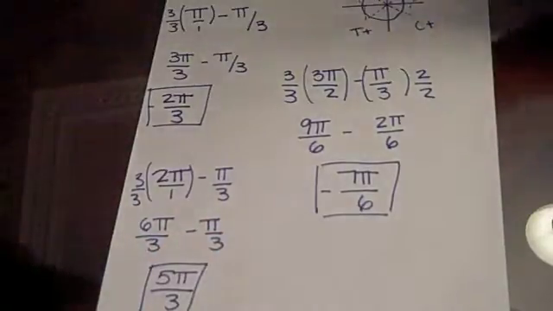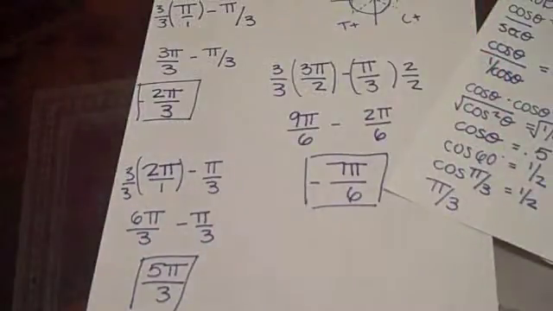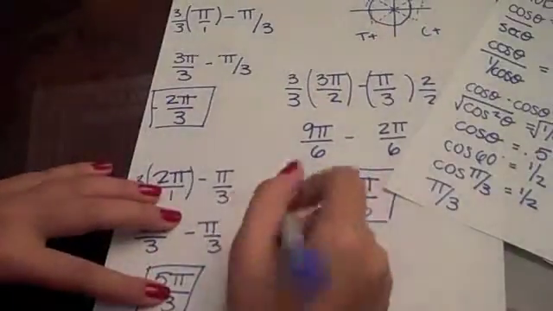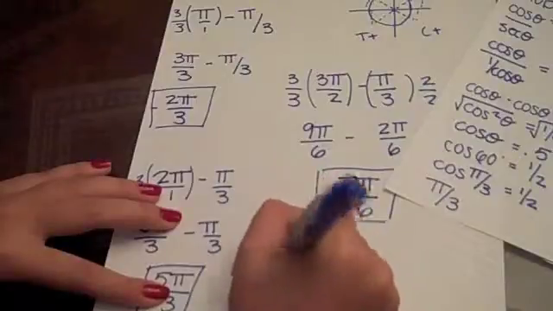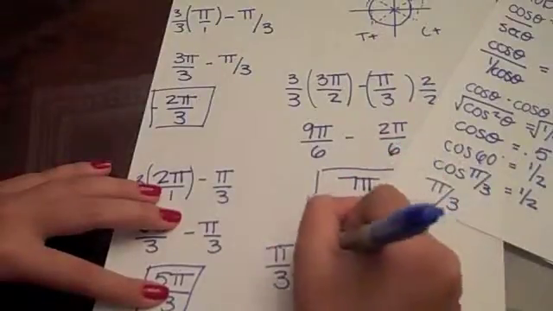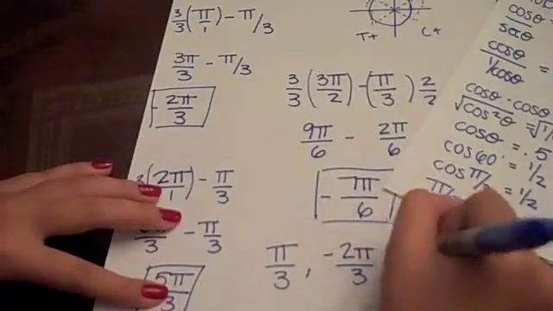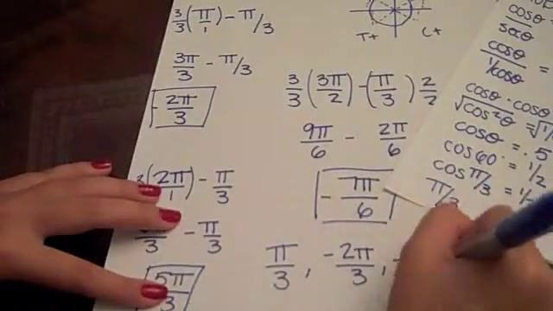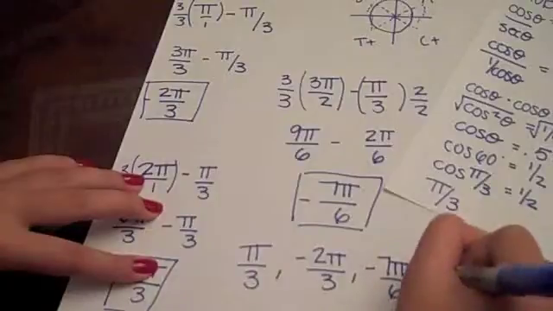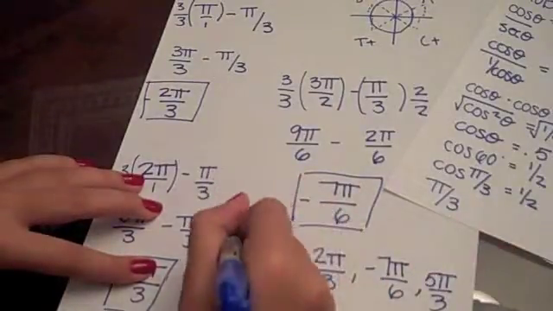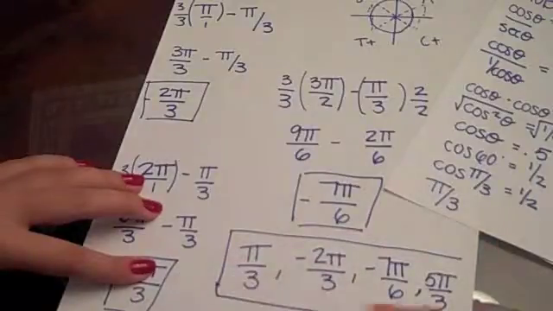So combining all the work together, we have 4 solutions, which are pi over 3, negative 2 pi over 3, negative 7 pi over 6, and 5 pi over 3. And this is how you solve a trigonometric identity problem.